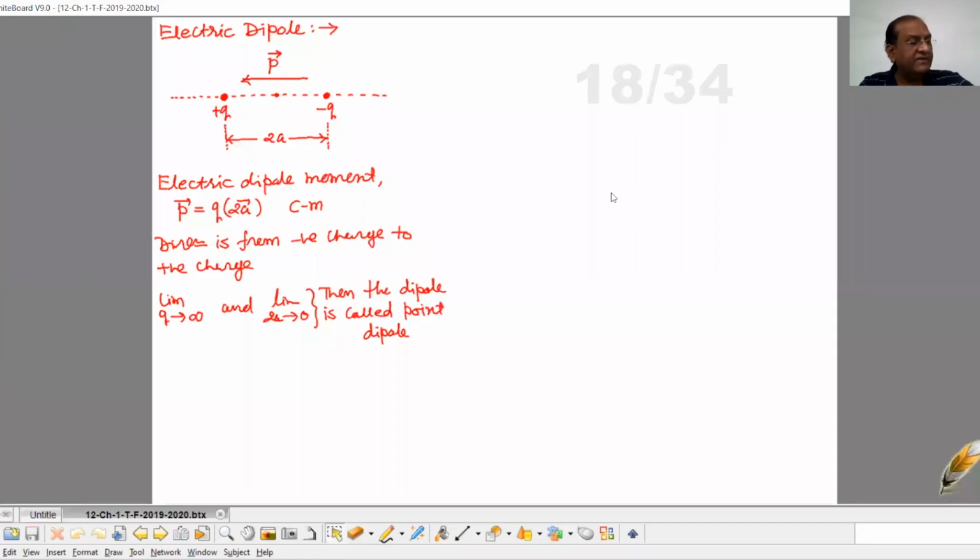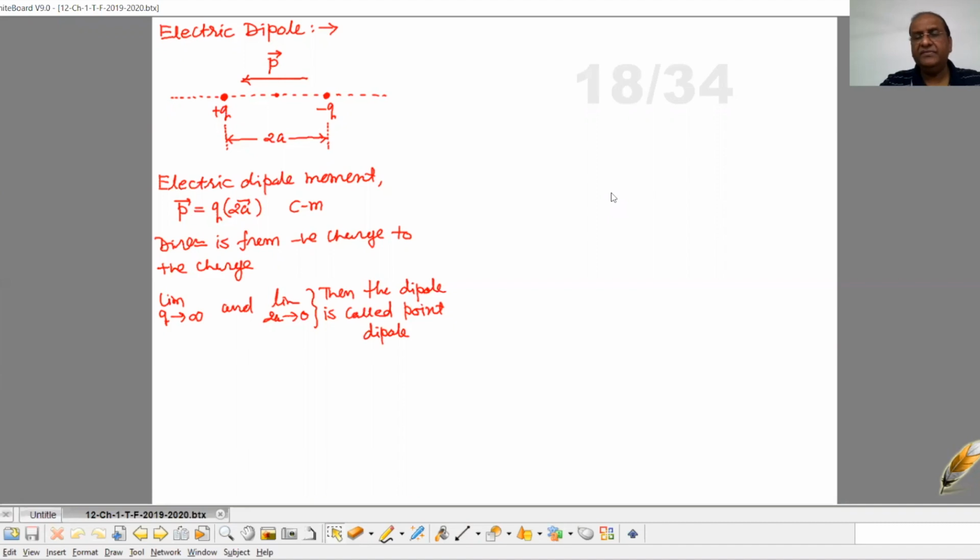Now, next topic, that is electric flux, but electric flux we will discuss later on. First, we will discuss the topic next to it, that is electric dipole. Now, what is electric dipole?